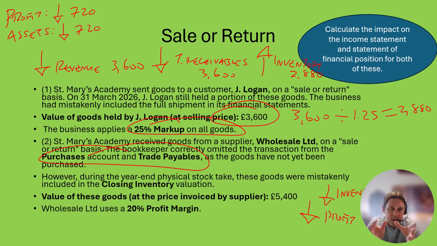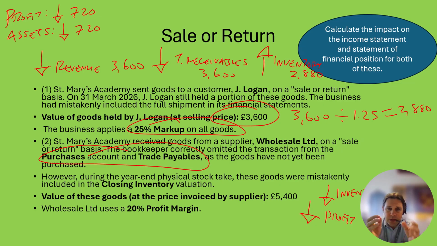So the first example here, I put the notes around it so you can see where the calculations come in. A company has sent goods to a customer on a sale or return basis at the end of the year. The customer still holds these goods, and the business had mistakenly included the full shipment in its financial statements. So they still hold £3,600 worth of goods. Now, because of realization, the idea that legal title of the goods should be passed before it could be recorded as a sale.